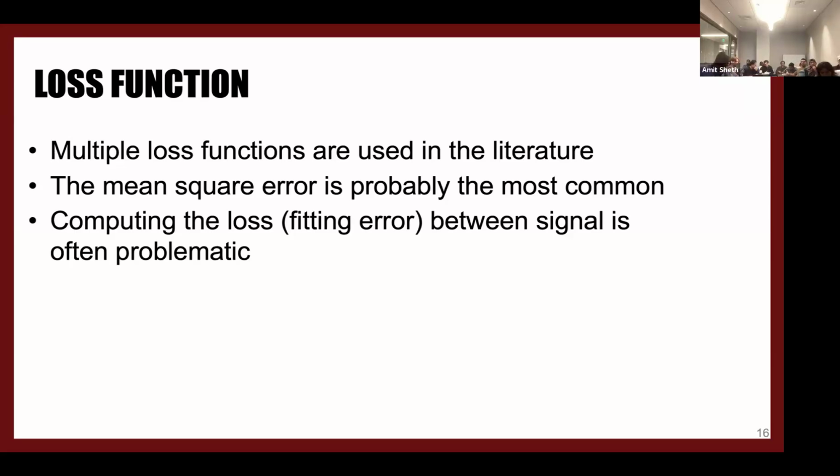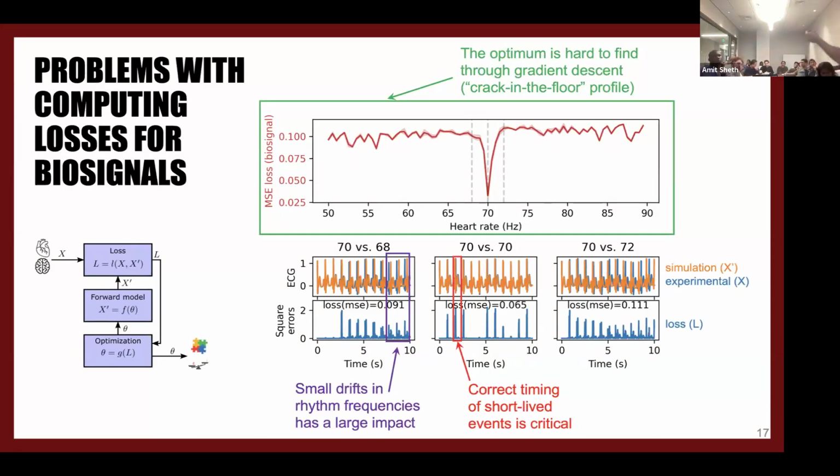right? You have some observation, you have some estimated value, you compute the error between the two, take the square, sum all of these errors, and take the square root of that, or no square root, you don't even need the square root. But the problem that we have here in biosignals is that computing a loss, like a fitting error between signals, is sometimes a bit problematic. And I'll give an example.